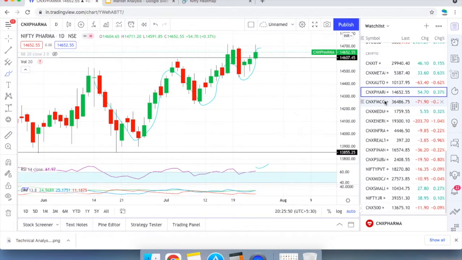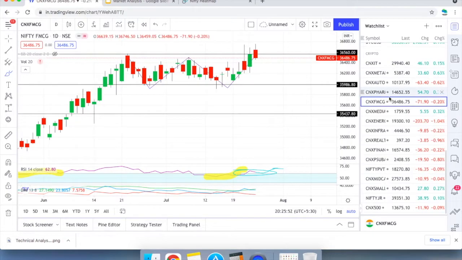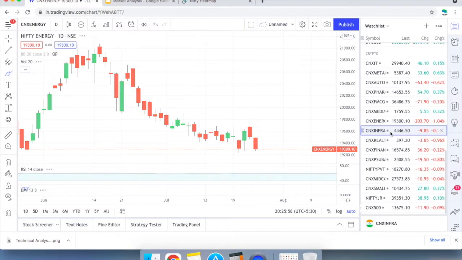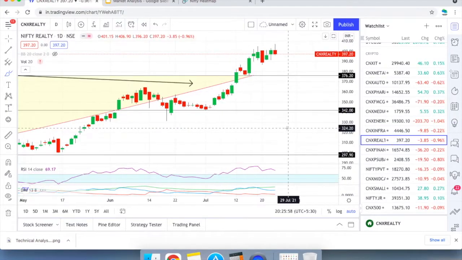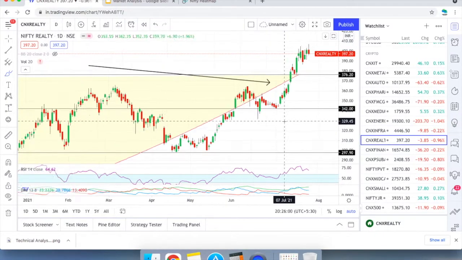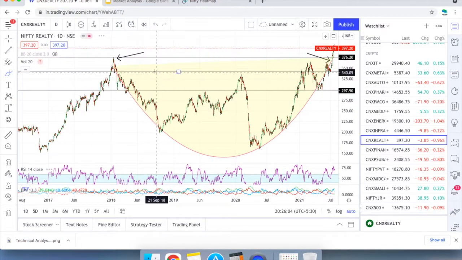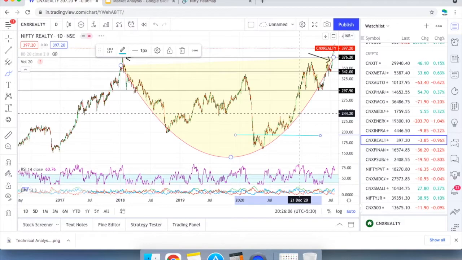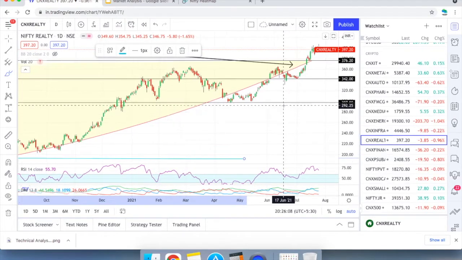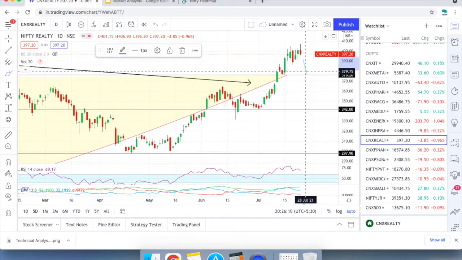So FMCG is bullish, pharma is bullish, and IT also is bullish, and those are the sectors that in reality we have already seen that it is bullish. It has already broken out of a major resistance zone. We have already seen that, right? So this could come down and form a cup and handle kind of pattern and all that.